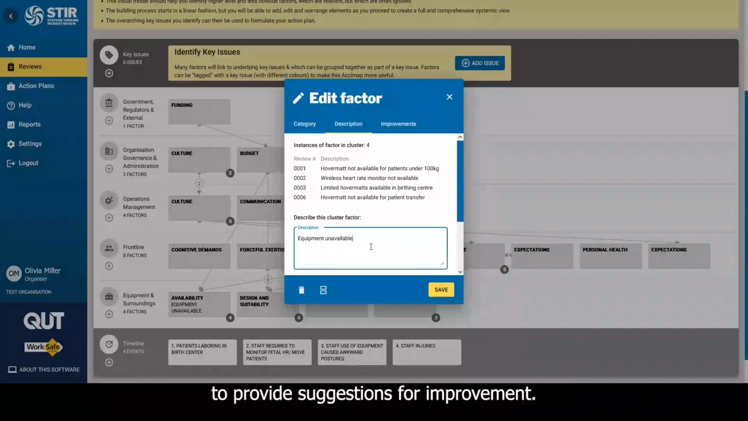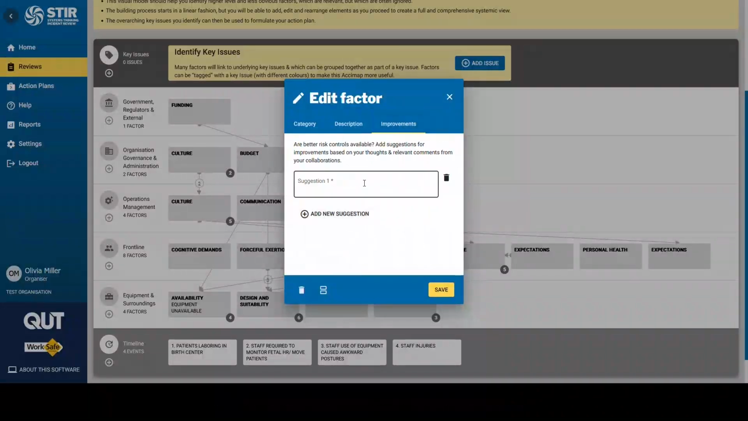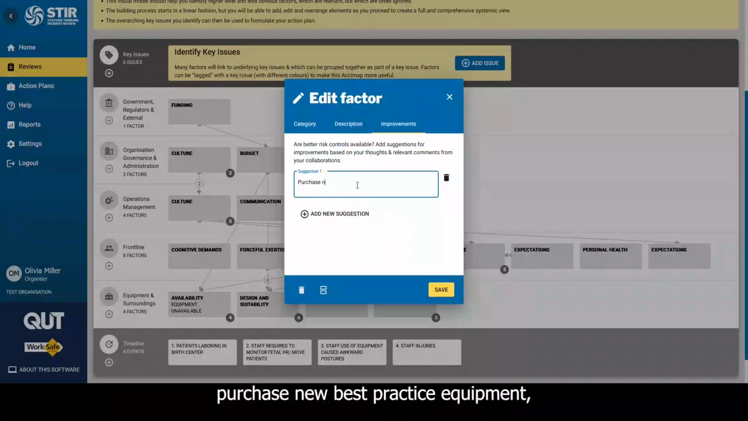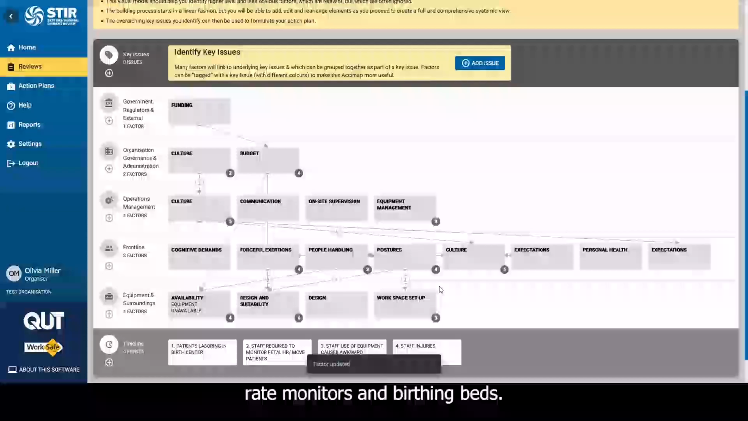You can also choose to provide suggestions for improvement. For example, we might suggest that the birth centre purchase new best practice equipment, including fetal heart rate monitors and birthing beds.